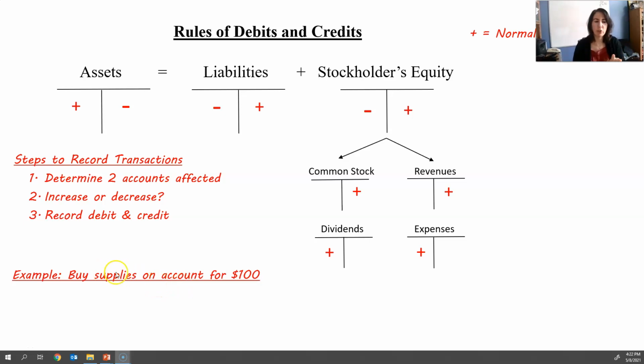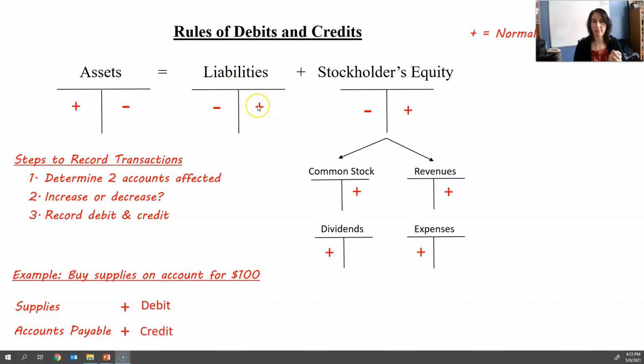So what we did was we figured out which two accounts are affected. We've got supplies and we've got accounts payable. Now, are we increasing them or decreasing them? Well, we're increasing supplies because we're getting supplies, right? So that's a plus, an increase. And we're also increasing our accounts payable. We have a liability where we did not have one before. All right, so we're increasing both of those accounts. So if we look over here, that's going to be an increase to the asset account of supplies. So that's a debit. And an increase to the liability account of accounts payable. That's your credit.